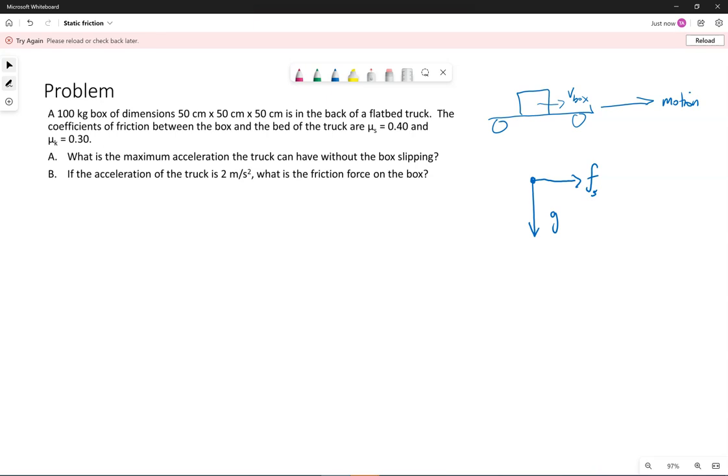mg, force of gravity, downwards, normal force, upwards. So the maximum possible static friction is mu times N. We're told the coefficient of static friction is 0.4. We know, analyzing just the y direction, that the normal force needs to equal mg, because the box isn't going to accelerate vertically.